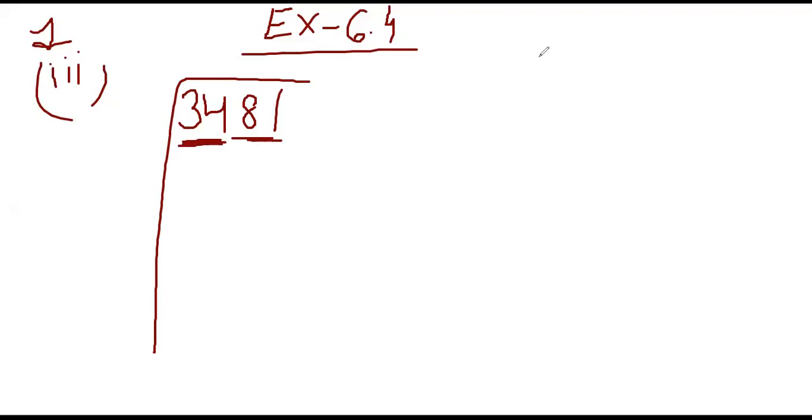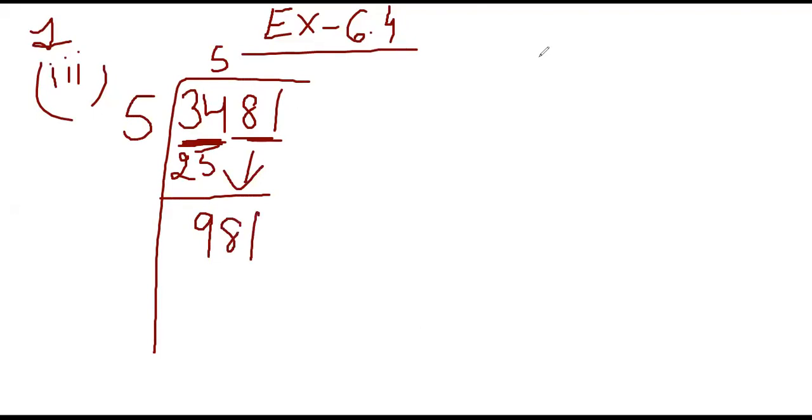कौन सा number जाएगा? It will be 5 into 5, 25, 6 into 6, 36. So 36 is greater than 34. So we'll take here 5. 5 5s are 25. Subtract it. It will be 9. Right? Take down 81. Okay, so 5 plus 5, 10.